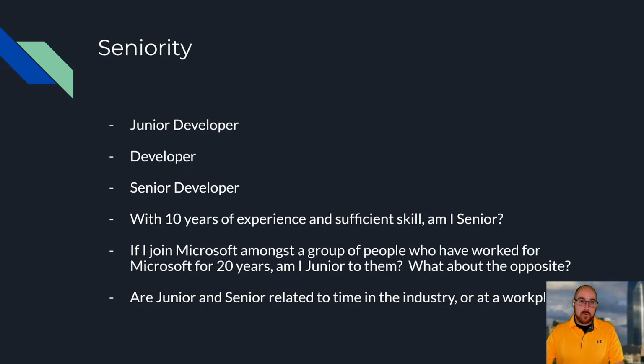So we'll talk about seniority. Seniority is sort of its whole own concept. Junior developer, senior developer. These are the types of titles that you hear when you talk about seniority. And seniority is not a skill level, is sort of the simplest way to put it.